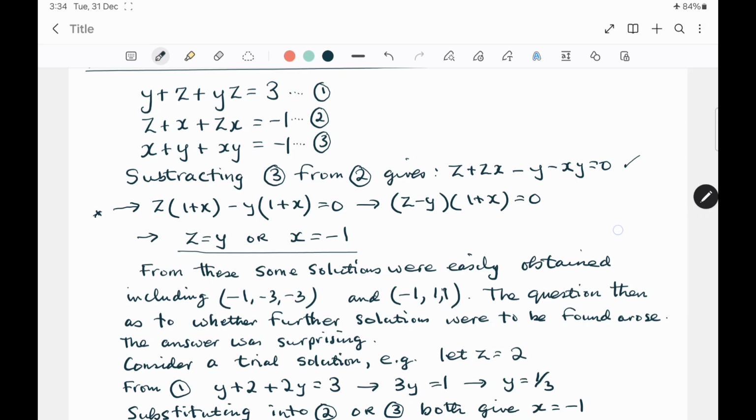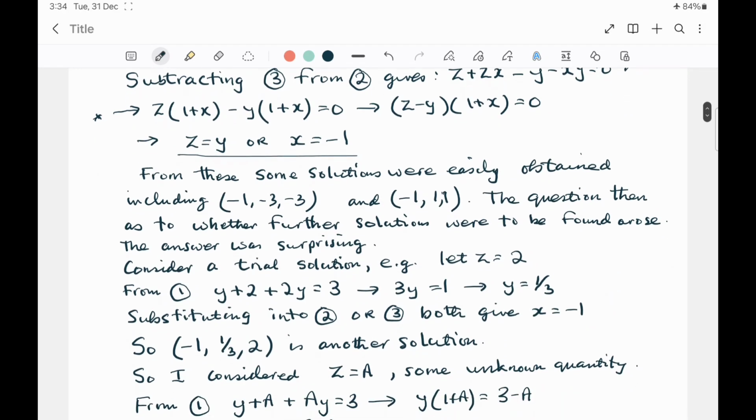All right, now from these, I just want to cut a long story short. I easily obtained some solutions, including the following: (minus 1, minus 3, minus 3) and (minus 1, 1, 1). And then the question arose in my head as to whether there were any further solutions to be found. And the answer, as I've written down here, was very surprising.